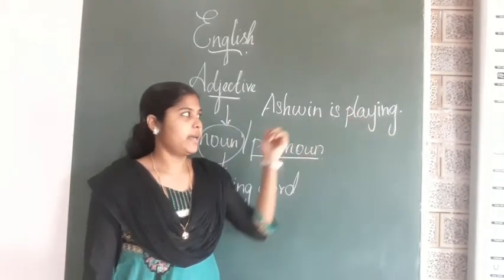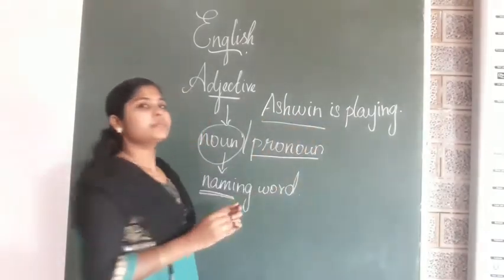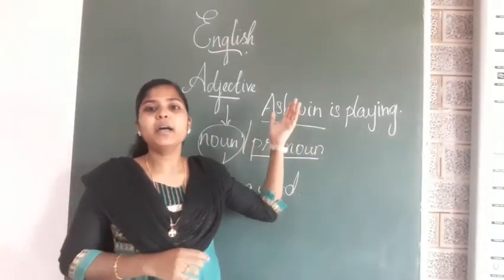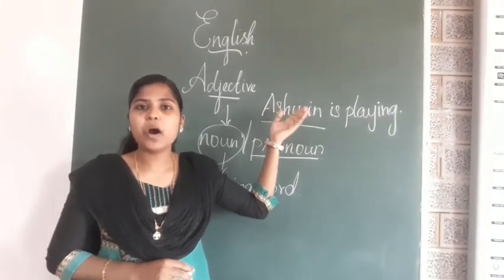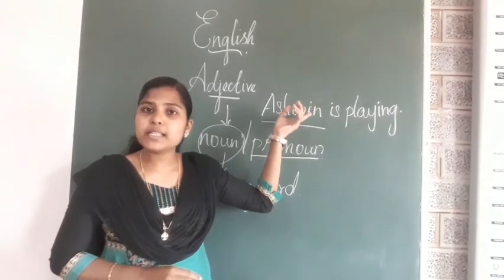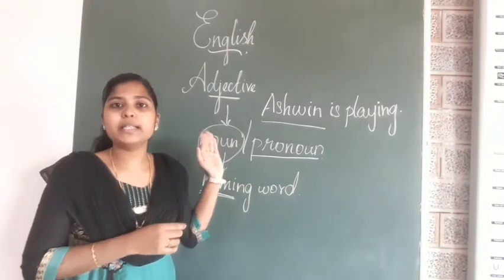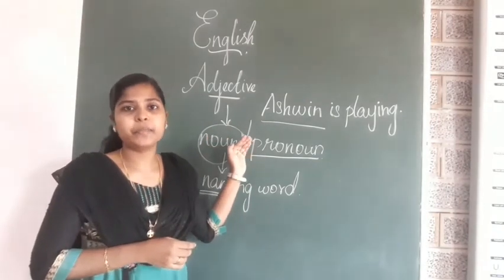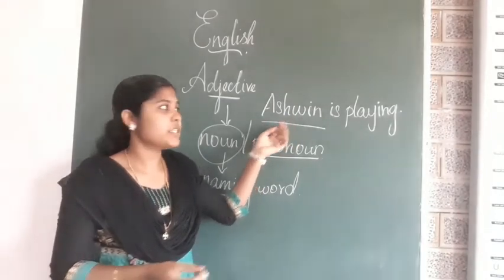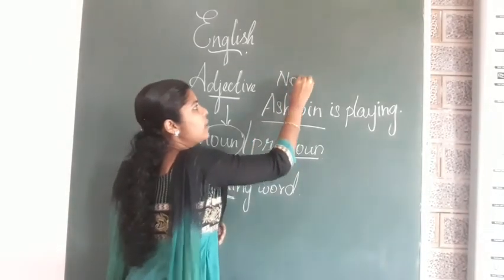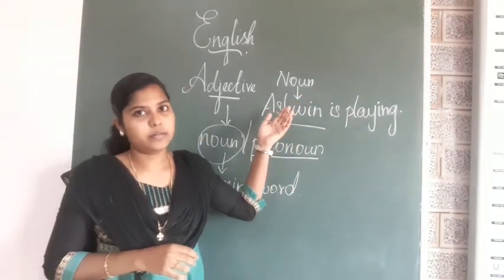Alright? Okay. This word Ashwin, what does it mean? It is the name of a person. So that is what is called a noun. Noun is a naming word. It denotes the name of a person. So Ashwin is the name of a person and so this word Ashwin is a noun. Is that clear?